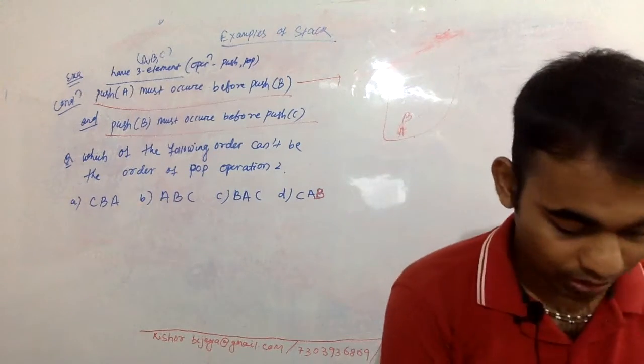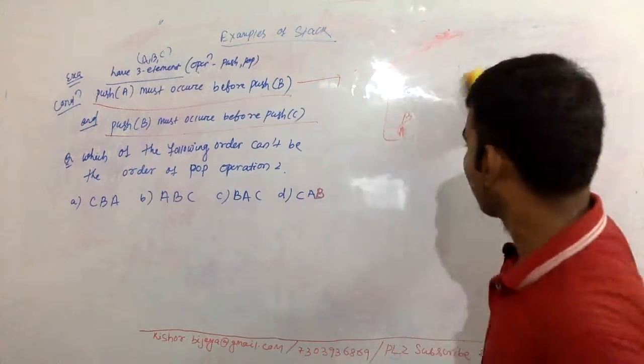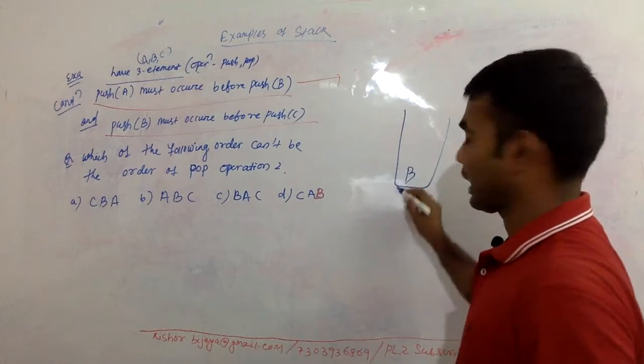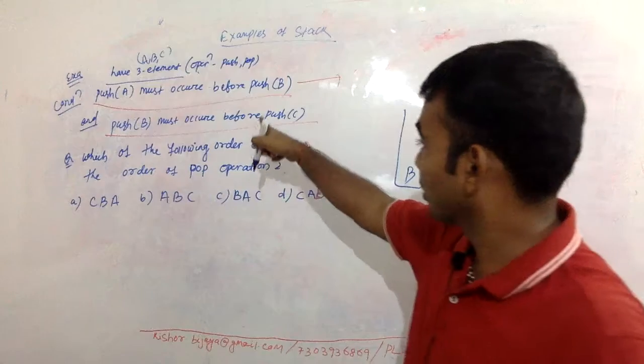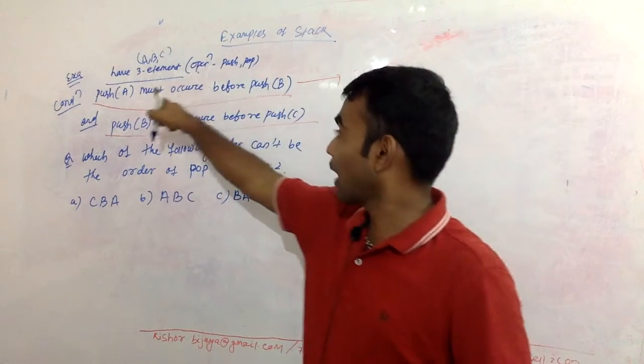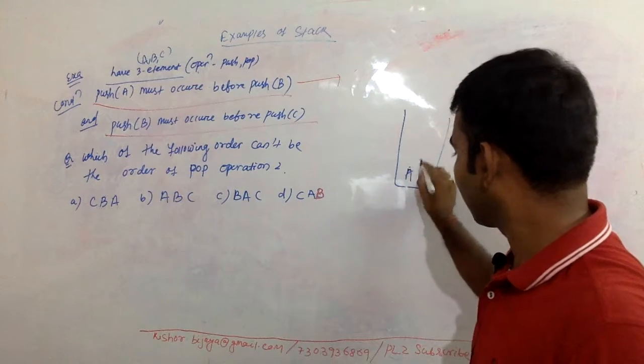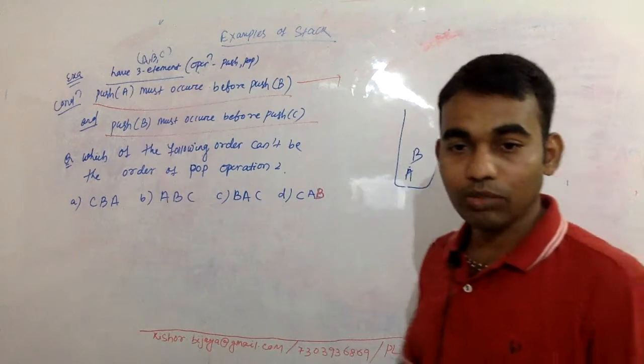So that's what it is trying to say. I cannot insert B directly, because that is the condition. Before pushing B, I must push A, and only then can I push B. So that's what it tells.